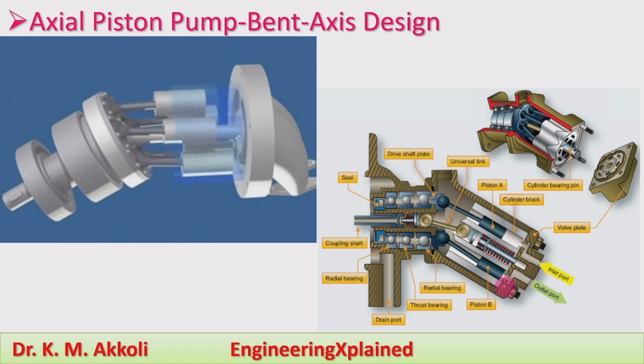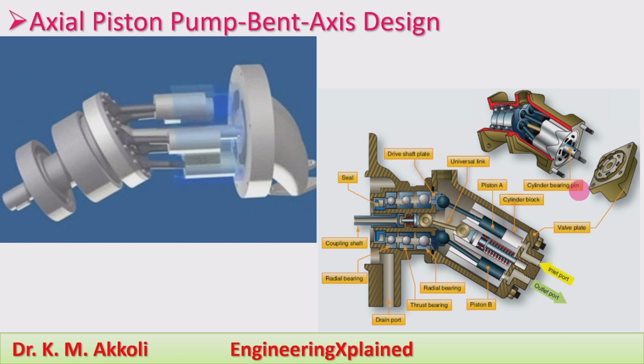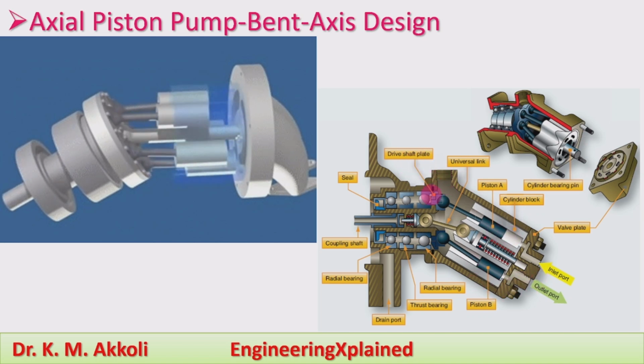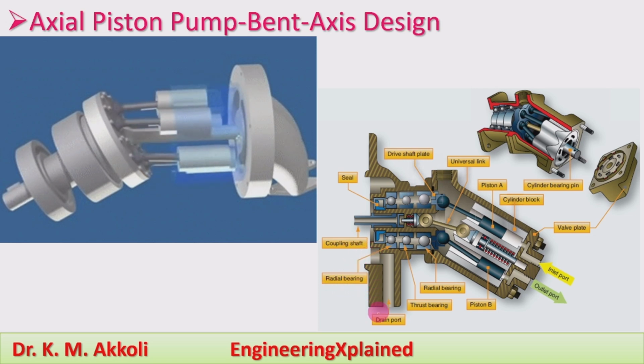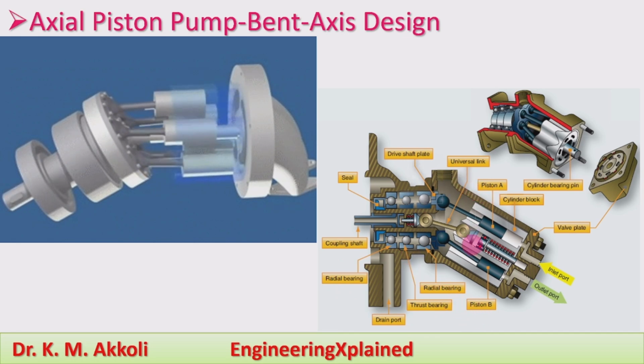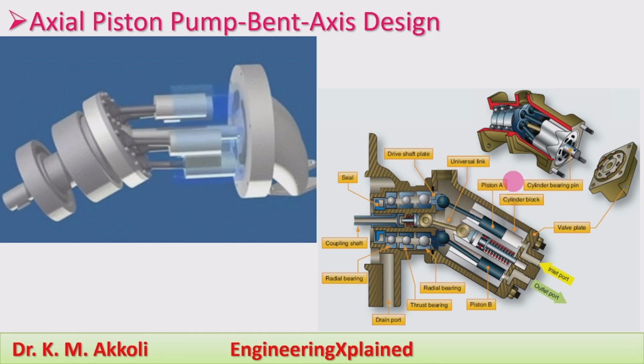For this pump, the different arrangements and parts required are also given here. There is a valve plate, cylinder, a bearing ring, and the universal link connected to the bent axis piston. The piston and cylinder arrangement and drive shaft, the shaft connected here, the seal for that, and the coupling shaft, radial bearing, drain port, radial bearing, and thrust bearing. All these are connected in this one. All these arrangements are required during the operation to supply the required pressure.